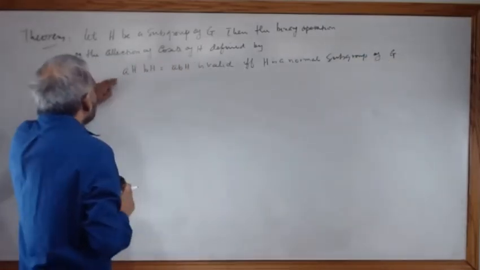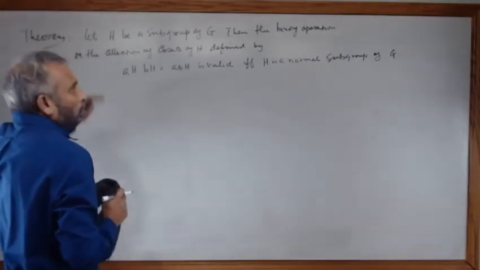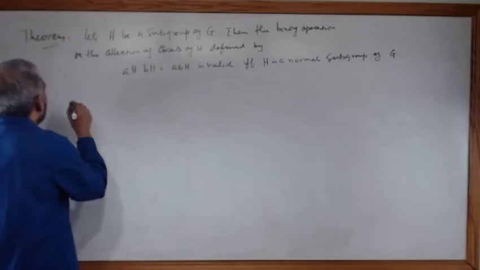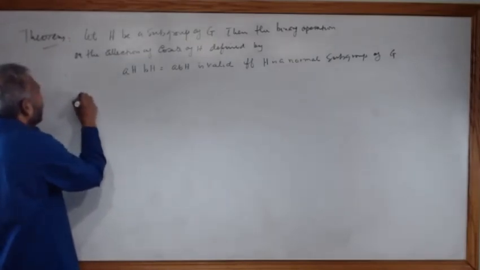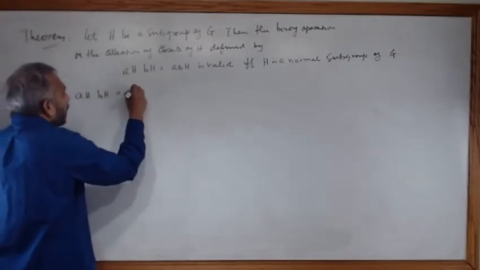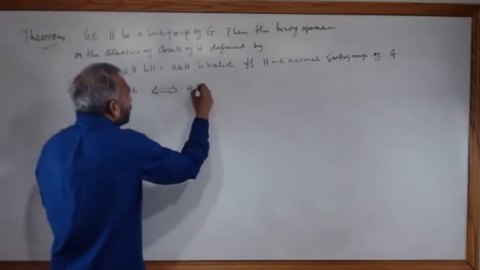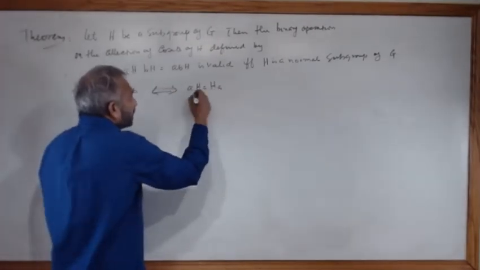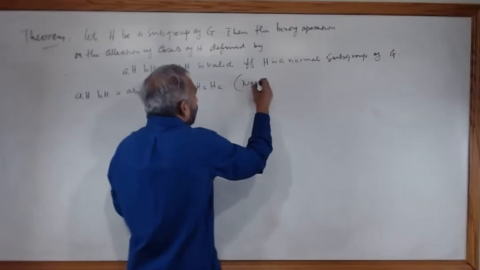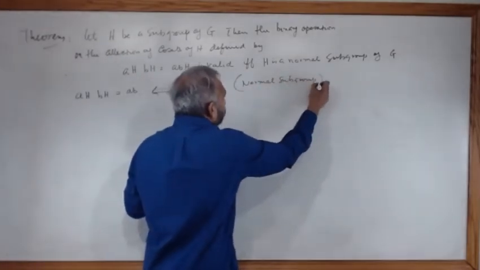If H is a normal subgroup of G, then we can always build a factor group. So what we need to prove is that aH times bH is equal to abH if and only if aH is equal to Ha. And this is the definition of a normal subgroup.